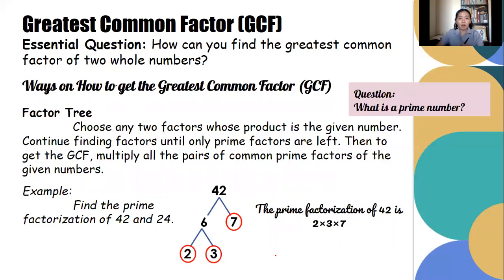So for the factor tree, you have to choose any two factors whose product is the given number. Continue finding factors until only prime factors are left. Then to get the GCF, simply multiply all the pairs of the common prime factors of the given numbers.